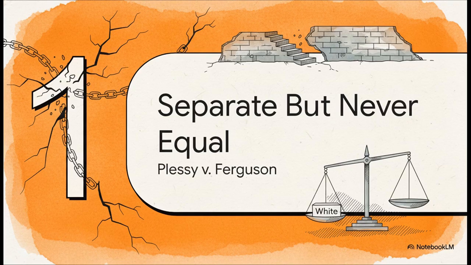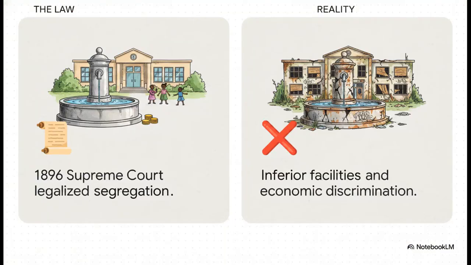All right, part one, separate but never equal. To really grasp the magnitude of the Civil Rights Movement, we first have to understand the legal reality of the time. Way back in 1896, the Supreme Court basically legalized segregation, with the ruling known as separate but equal. But, as you probably know, the grim reality on the ground was an entirely different story. Separate was literally never equal. It was a system built entirely on economic and psychological discrimination, resulting in totally inferior facilities and drastically lower funding across the board for African Americans.